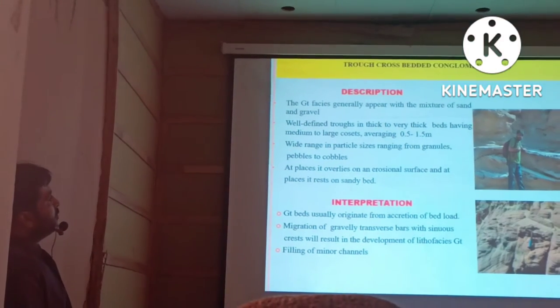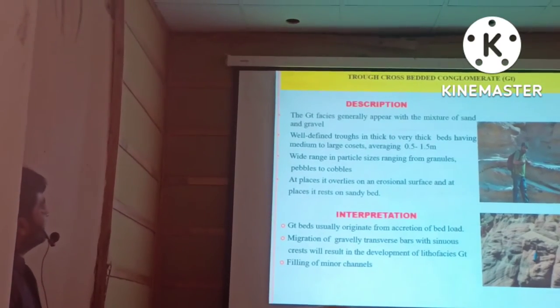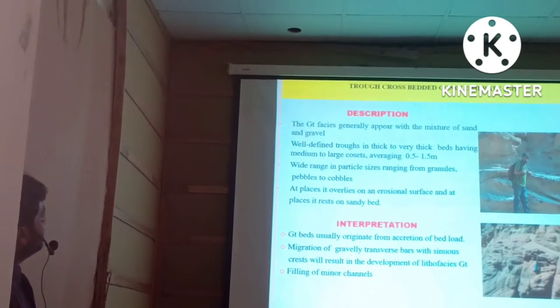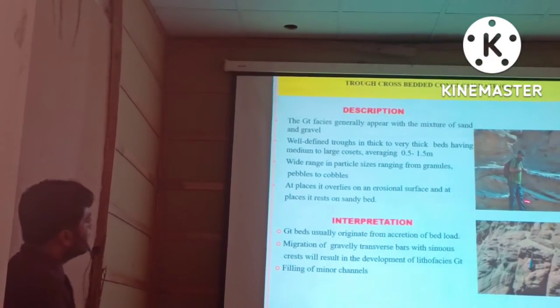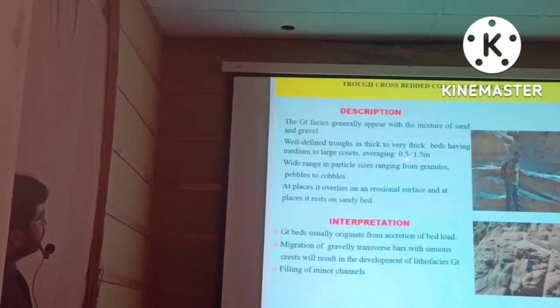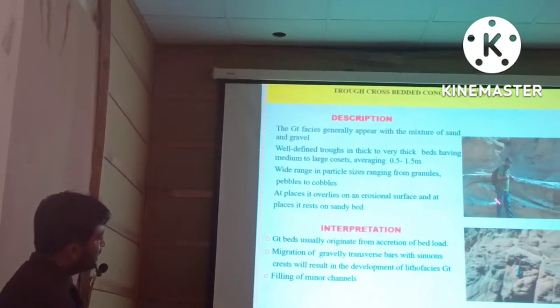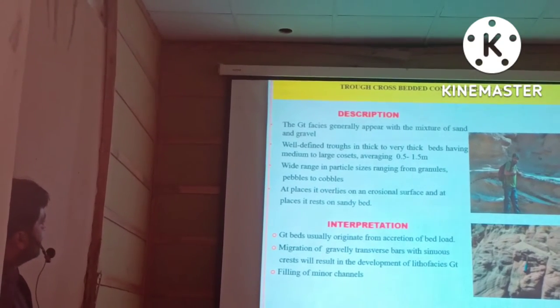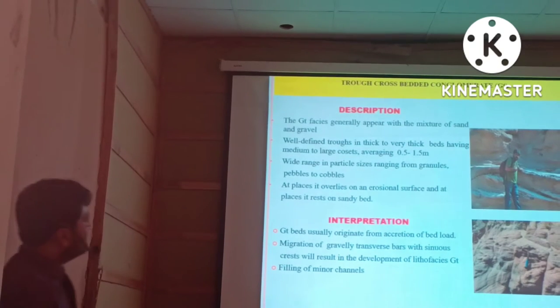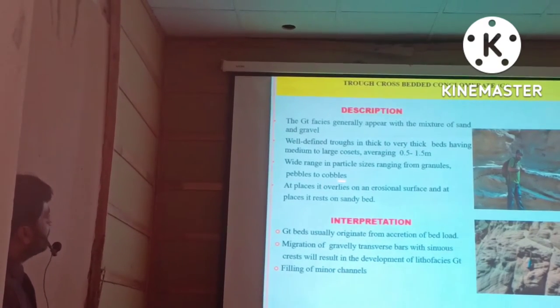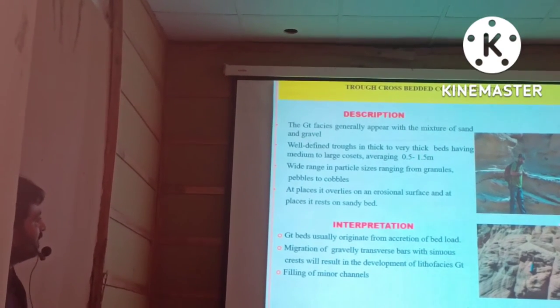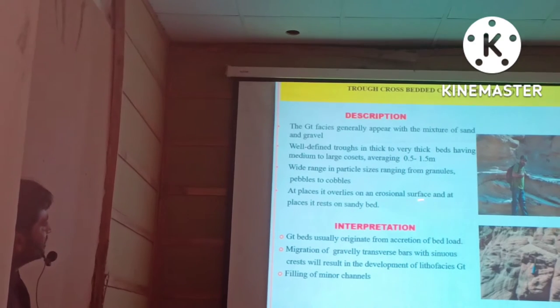This is the trough cross-bedded conglomerate, and this facies generally appears with a mixture of sand and gravel. It has well defined troughs, which are thick to very thick beds, having medium to large cross sets. This is the set, as you can see, about 0.5 to 1.5 meter. As you can see, this is the GT set, which is about 1 meter thick. They also have a wide range in particle size, ranging from granule and pebble to cobbles. Besides, it overlies an erosional surface at places, and at places it rests on sandy bed.